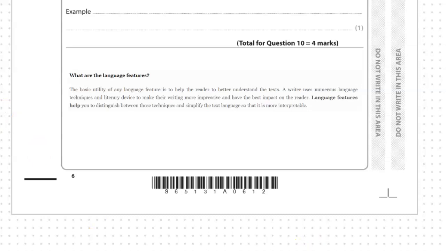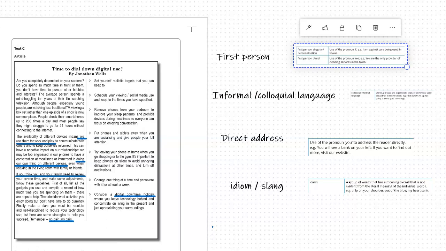Okay, so I'm just going to underline a few of the more pertinent words and phrases I think there. So better understand, writing more impressive, best impact. So this is the aim of language features. So knowing that, we can have a look in the text and pick out some examples. So looking at text C, I have picked out where they have used language features. So I've underlined and I will explain each one.